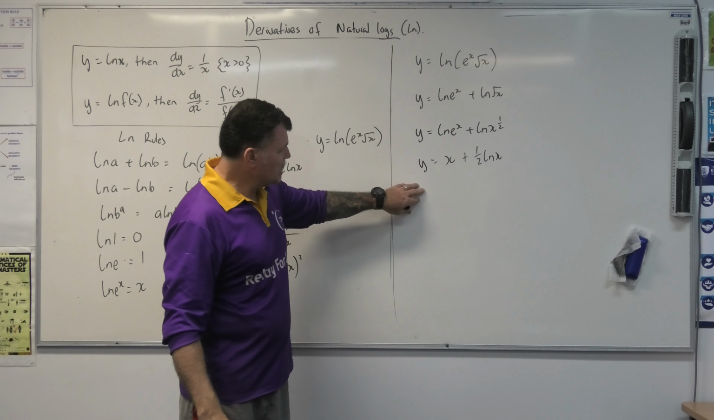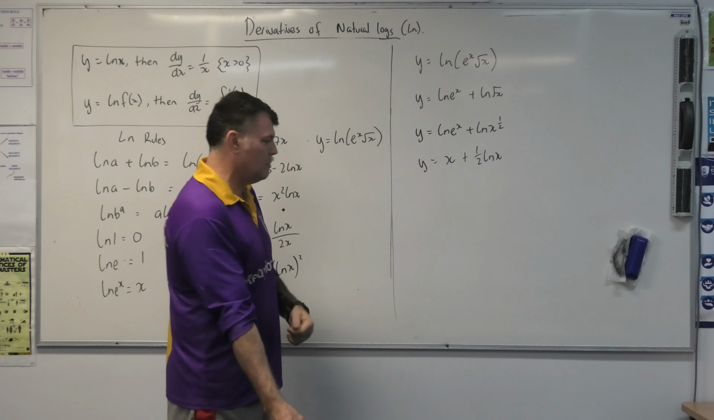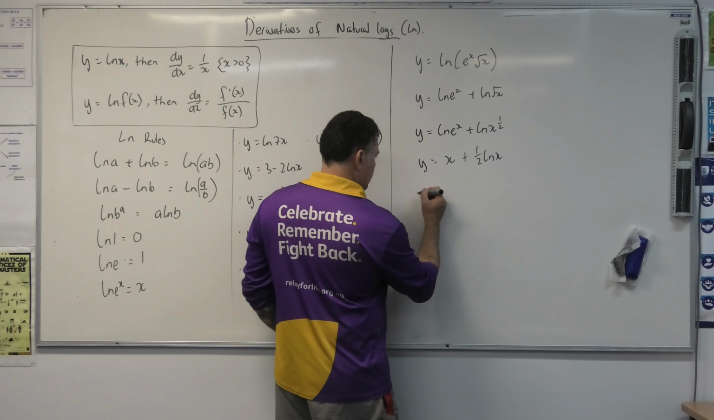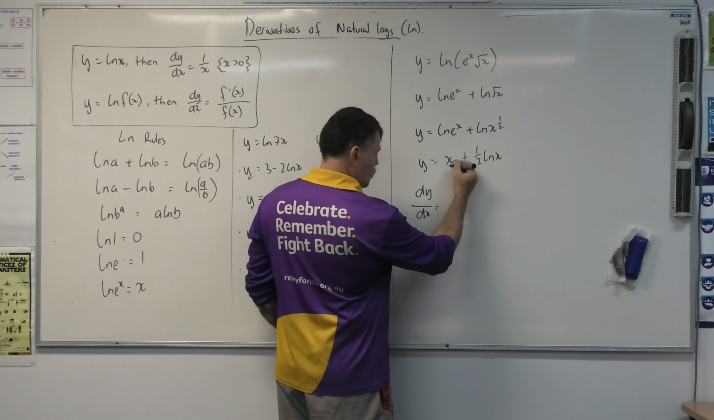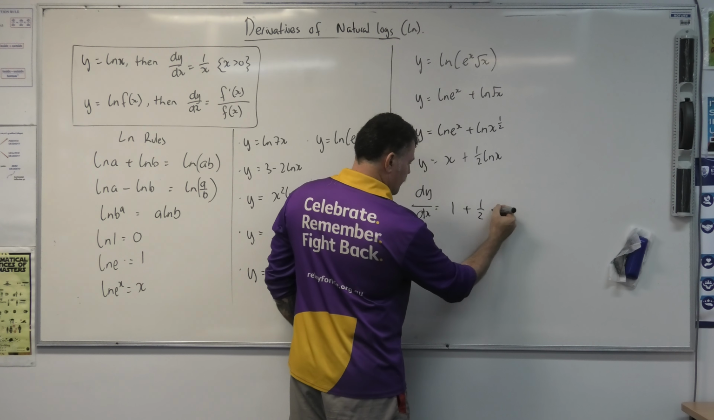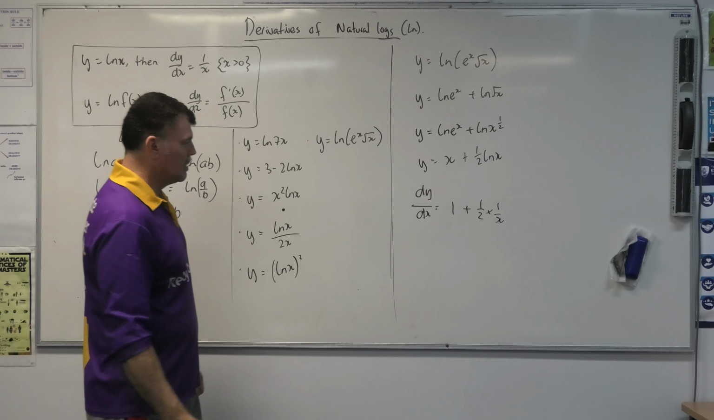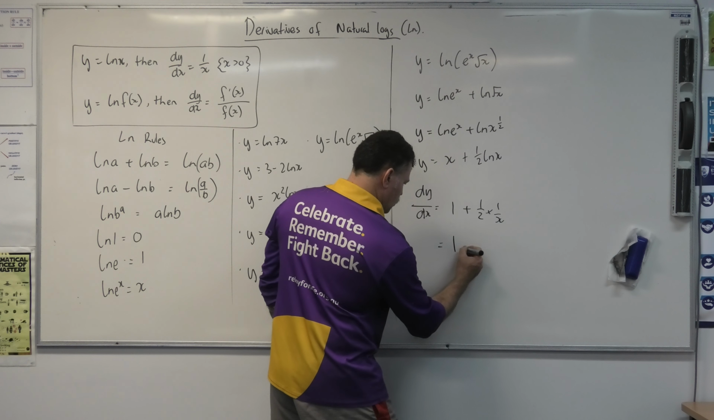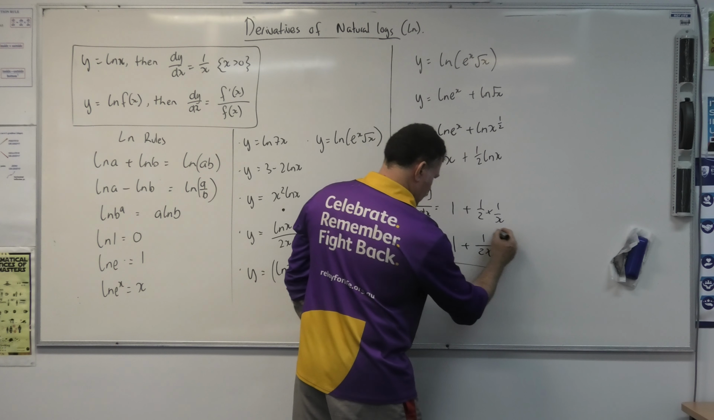I can differentiate now because I've simplified my function right down to where it needs to go. So therefore, what I would get here is dy dx is equal to, well, the derivative of x equals 1, plus half times 1 on x. So therefore my final answer here becomes 1 plus 1 on 2x.